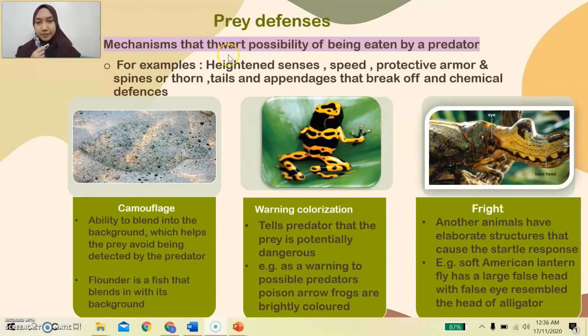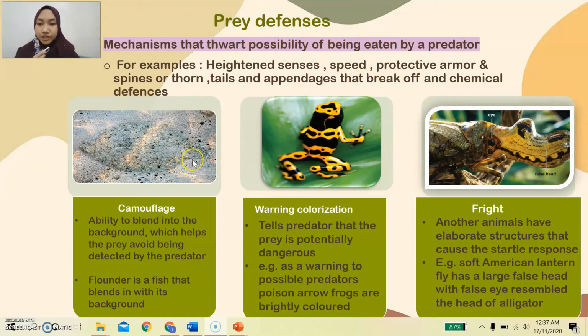Okay, next is prey defense. Prey defenses are mechanisms that thwart the possibility of being eaten by a predator. Prey species have evolved a variety of mechanisms that enable them to avoid predators. Examples of these mechanisms are heightened senses, speed, protective armor, spines or thorns, an appendage that breaks off, and chemical defenses.